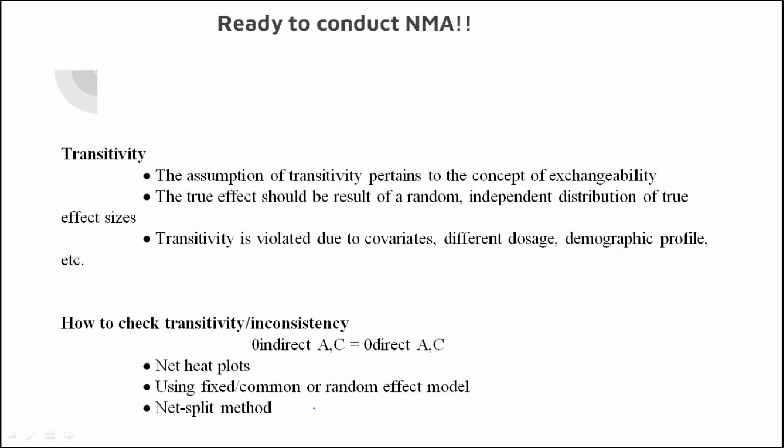Now, how to check transitivity or inconsistency? There are a few methods like heat plots using fixed or random effect model, or through net split methods. In this video, we will be discussing heat plots and the fixed or random effect model. The description of the random effect model and fixed effect model has been provided by me in the understanding of meta-analysis video, but over here I will give you a brief. In the fixed or common effect model, we consider that the treatments or the studies are very comparable to each other. Whereas in the random effect model, we do not consider these assumptions. We consider that the studies are not so similar to each other. In the heat plot, we use a graphical method to understand whether the studies are consistent with each other or what is the level of inconsistency between the studies.